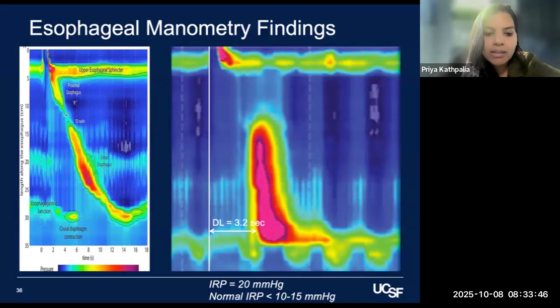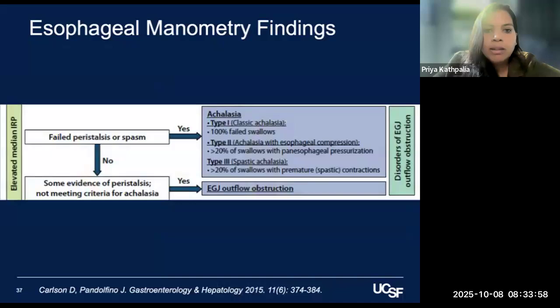So this is a type 3 achalasia pattern. Of course, this is a representative swallow, and you're going to want to see this consistently throughout the 10 swallows, which usually you will. So this is type 3 achalasia, where at least 20% of the swallows should be premature.